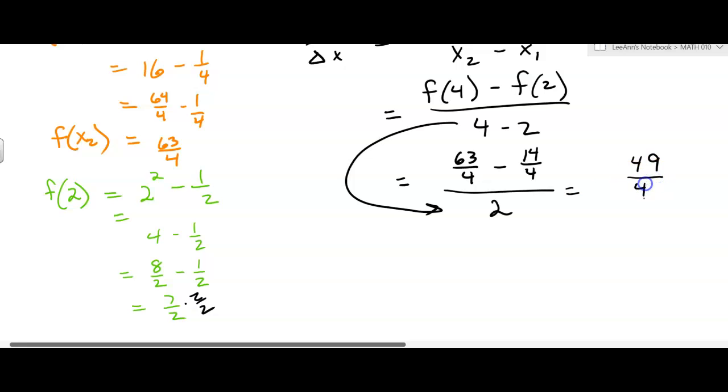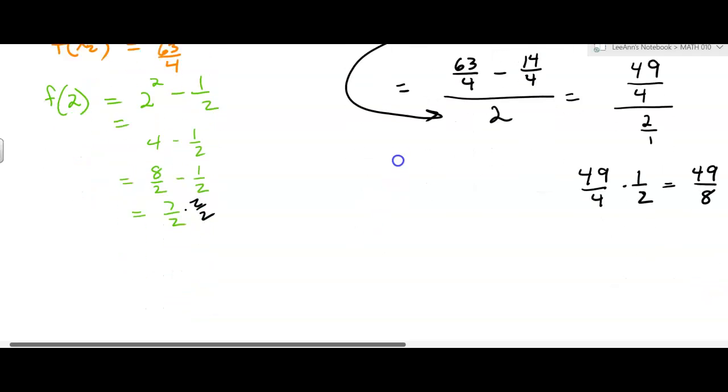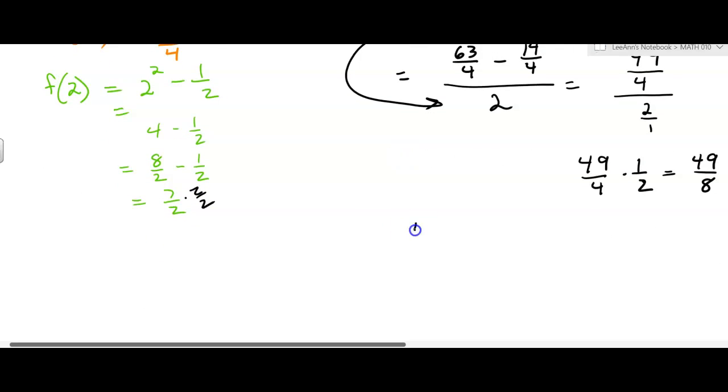Over 4. Now, it's over 2, right? So you're going to have to think of that as 2 over 1, and you're going to go 49/4 times 1/2, which is going to be 49/8. Now, they might want it that way. That's a fine way to put it. I would probably write it that way, 49/8.